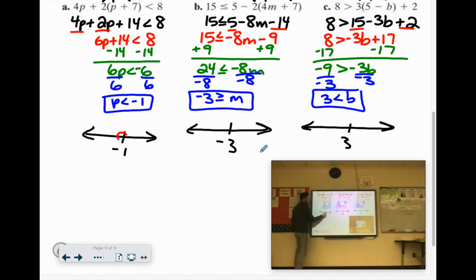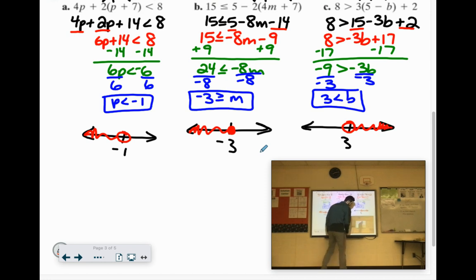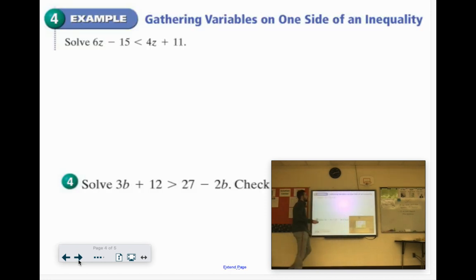Open dot left, close dot left because the letter is second, and here open dot right because the letter is second. If the letter is first, follow the arrow. If the letter is second, then don't.